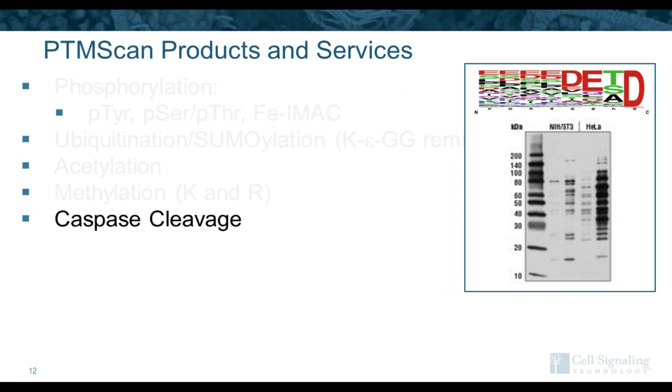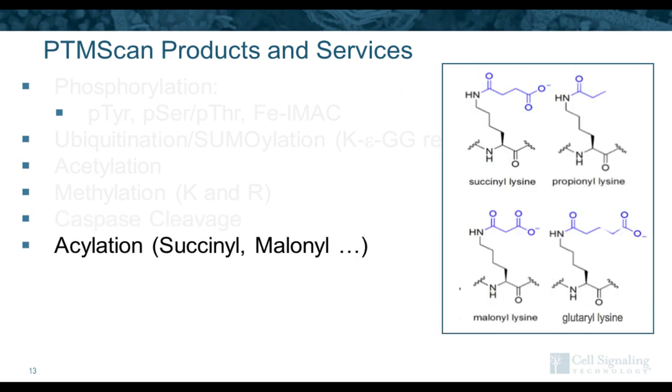We can look at sites of caspase-based cleavage, so peptides that have that characteristic DEXD motif, to look at the apoptotic program. We can look at other lysine acyl modifications like succinylation, propionylation, malonylation, glutarylation.